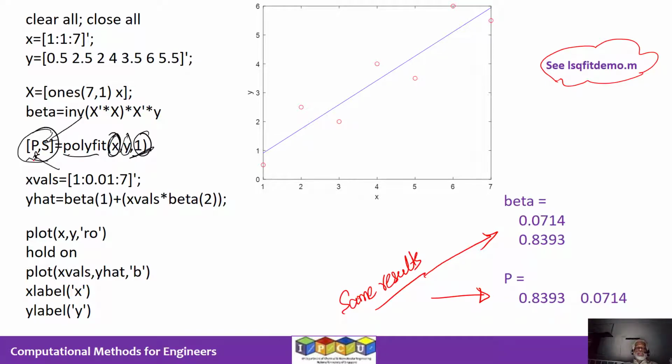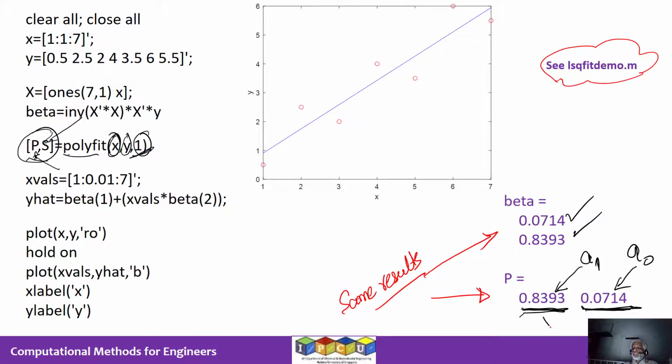So p turns out to be 0.8393 and 0.0714. The coefficient of the leading term, which is the highest order term in the polynomial, the x term here, is displayed first, and the constant term is displayed next. So in the polyfit output, this is A1 and this is A0, which matches with what we had here. All right, so polyfit gives the coefficients of the estimated polynomial in a certain order.